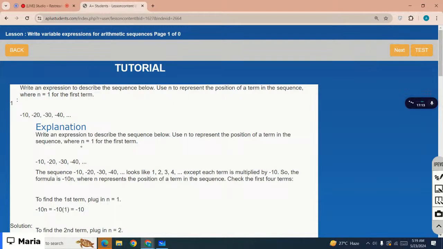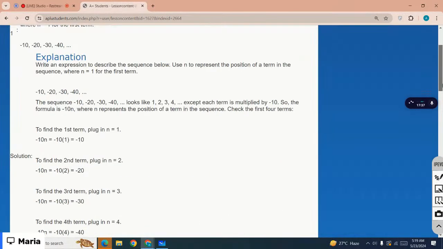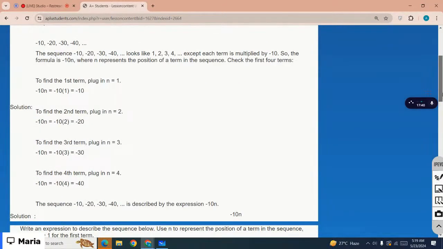All the numbers are multiples of 10. Got it? So you have to use n equals 1. The first term is -10. So that would be -10n. Then the first one is -10 times 1, which is -10. For the second one, you replace n with 2, then that would be -20. For the third one, you plug in n equals 3, then that would be -30. And then -40, right?